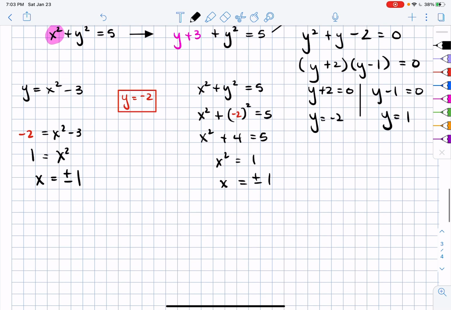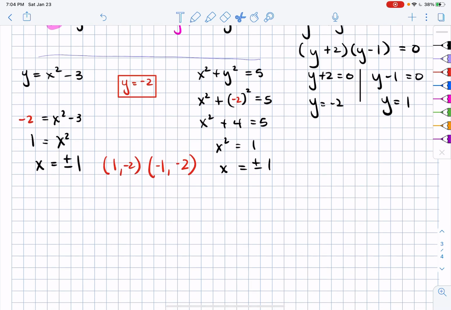That means when y is equal to negative 2, I actually have 2 answers. First answer is positive 1, comma, negative 2. And the other answer is negative 1, comma, negative 2. Okay, so there's my two answers right there. I got a positive one and a negative one, and it agrees with both equations. Okay, now I'm going to do exactly the same thing. So I'm going to take this right here again and copy that and paste that and throw it down here, except I'm going to do y is equal to 1.